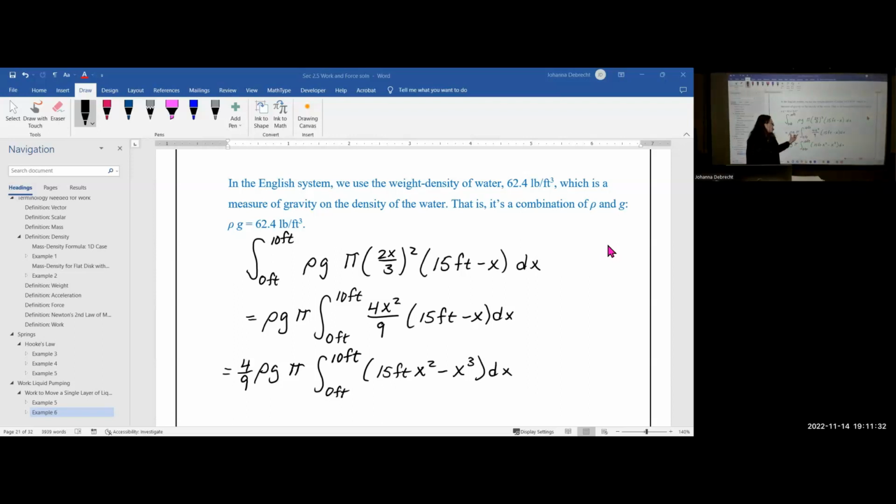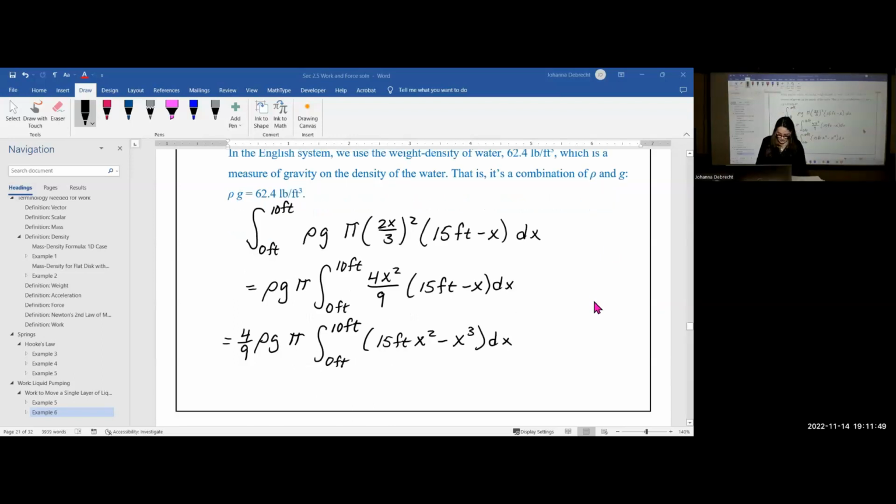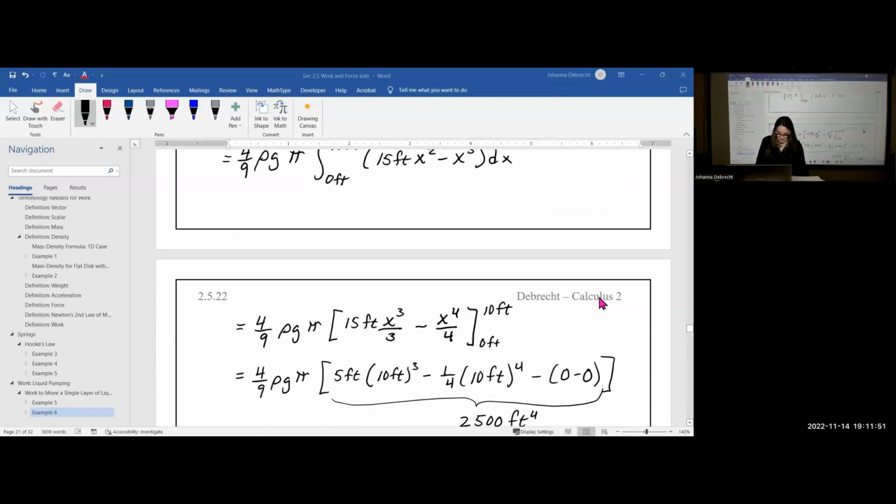Rho g and pi are all constants. I pulled them out. The 4/9 is also a constant, so I pulled it out. And then I distributed the x squared across the distance. And that gave me 15 feet x squared minus x cubed. And then when you integrate that, you're going to end up basically with 5 feet times x cubed minus x to the 4th over 4. When you divide by 3, 15 divided by 3 gives you the 5.